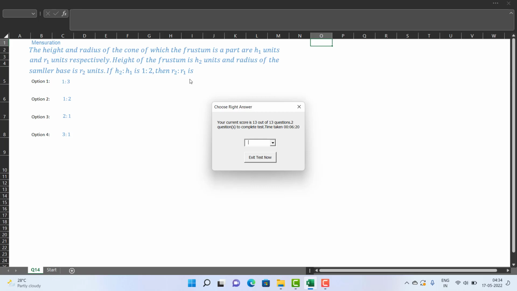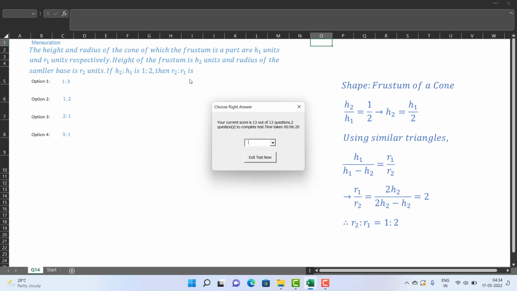R1 by R2 is equal to H1 divided by H1 minus H2, where H2 is the height of the frustum. So, H2 by H1 will be 1 by 2. And that means H1 by H1 by 2 is R1 by R2 is equal to 2. Therefore, R2 is to R1 is 1 is to 2. So, you can go through the calculations given here. It will be clear. So, 1 is to 2 is the answer. Option 2 is the correct answer.